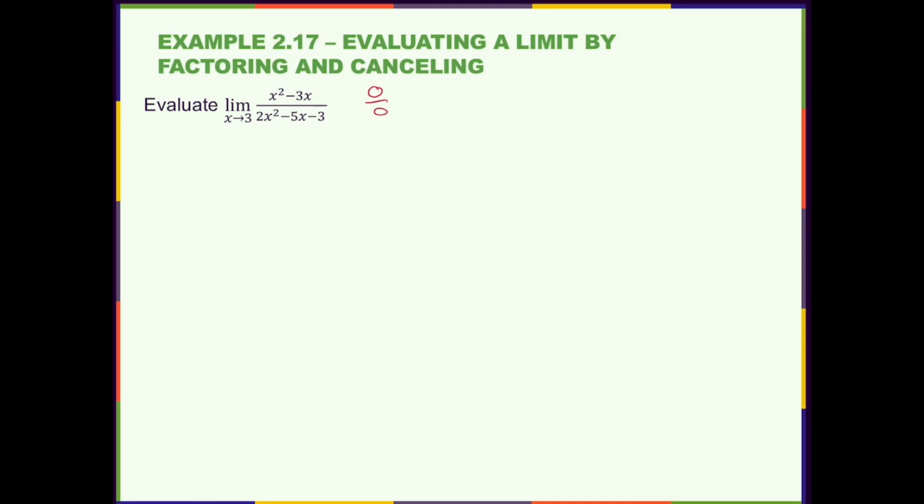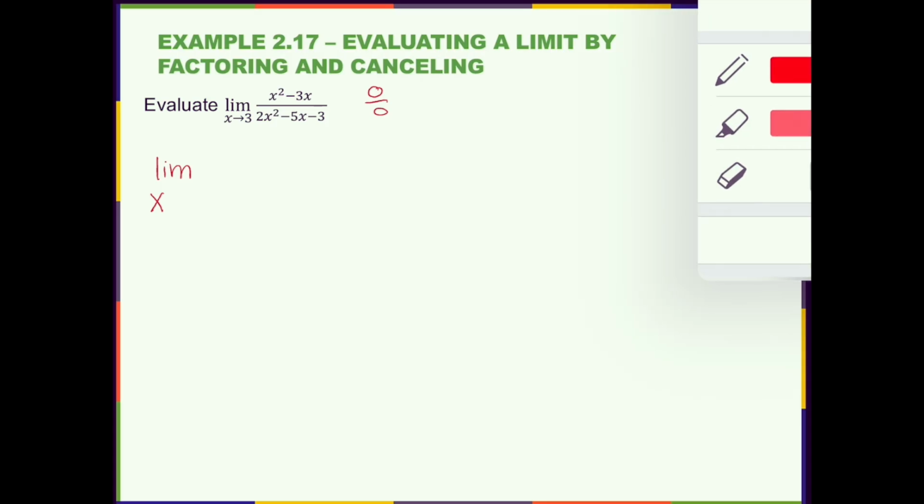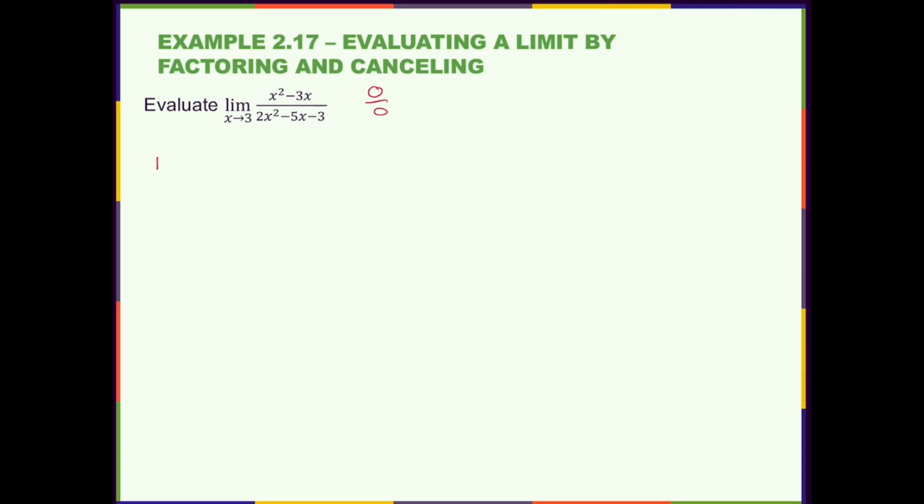So there's some tricks. When you're dealing with rational functions, one of the major tricks is to try factoring, canceling, and simplifying, and then try direct substitution. Actually, let me change the color of my pen so it's easier for you to read on the screen. So this was 0 over 0.